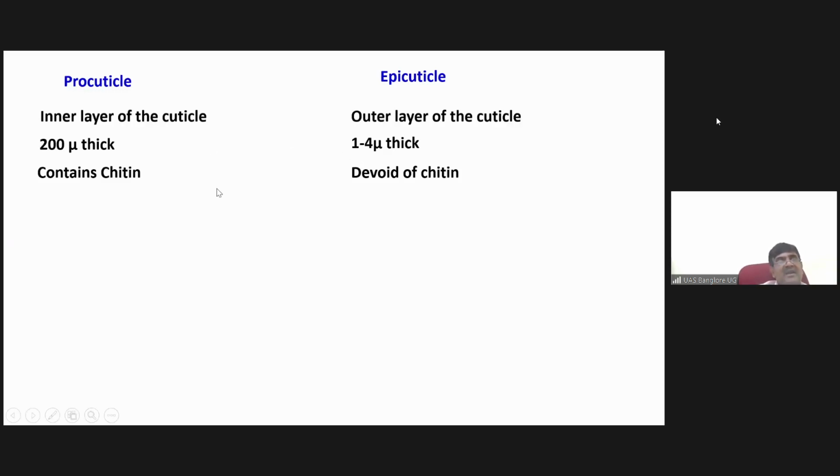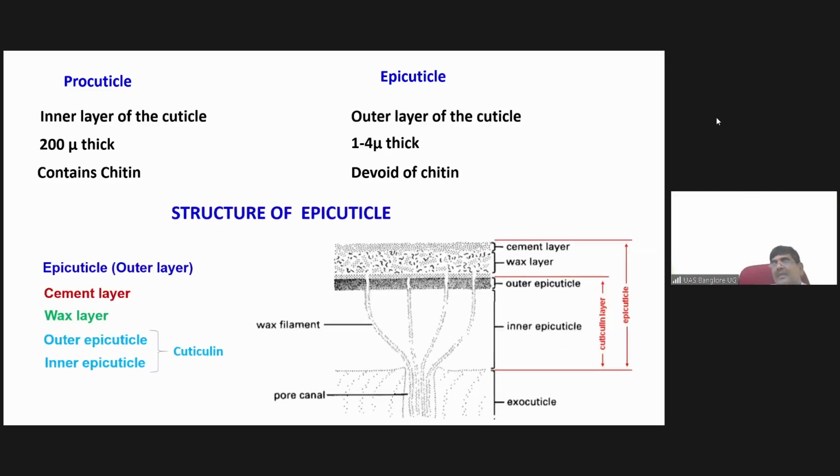Coming to the chemical composition, the procuticle is rich in a nitrogenous material called chitin, whereas the epicuticle is devoid of chitin. It doesn't contain any chitin. So these are the basic differences between the inner layer, the procuticle, and the outer layer, the epicuticle.